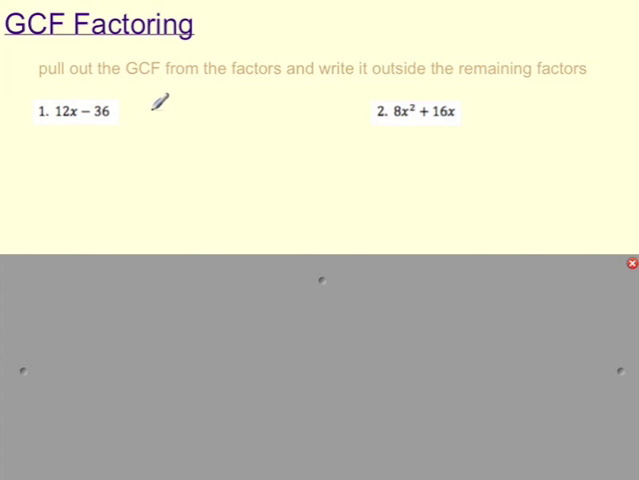It's both divisible by 12. So my GCF is equal to 12. There's an x here and there's no x here, so they don't both have it, so I cannot take it out. So my GCF is 12. I write it in front.